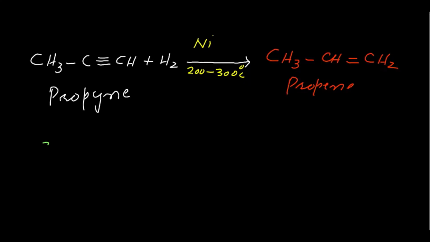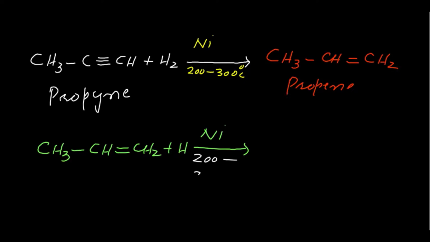ठीक है स्टूडेंट्स. So once again we will write the product and add the hydrogen. We will write propene, CH3, CH double bond CH2, add hydrogen. Right students, in the presence of nickel, and the range of temperature would be 200 to 300 degrees Celsius.